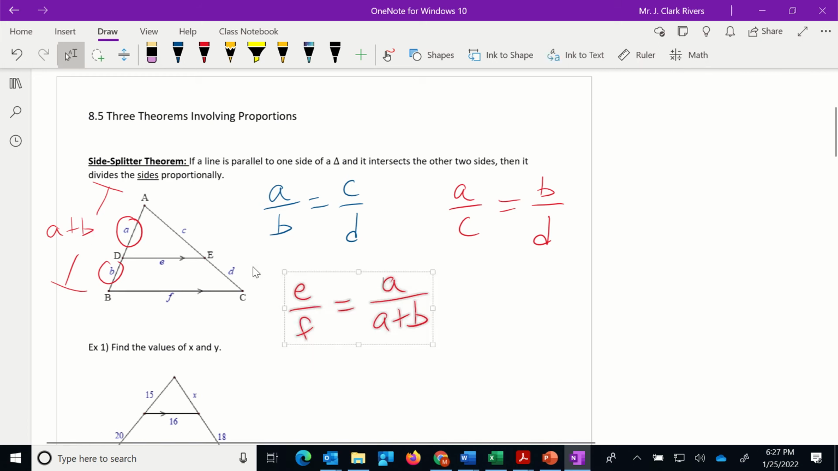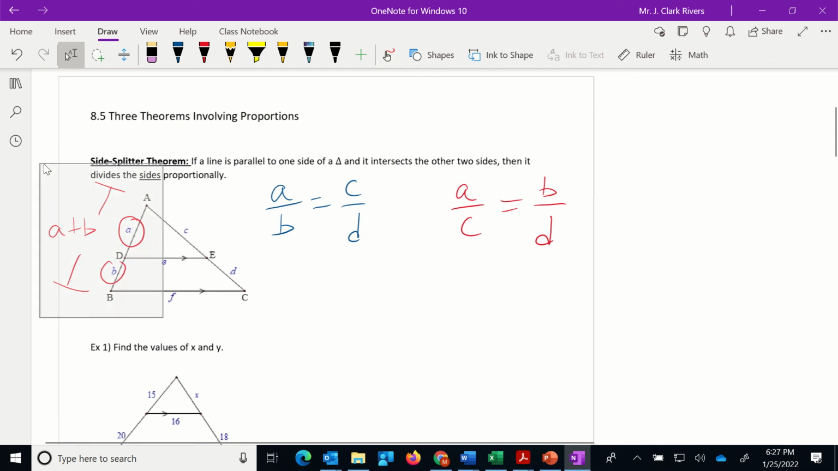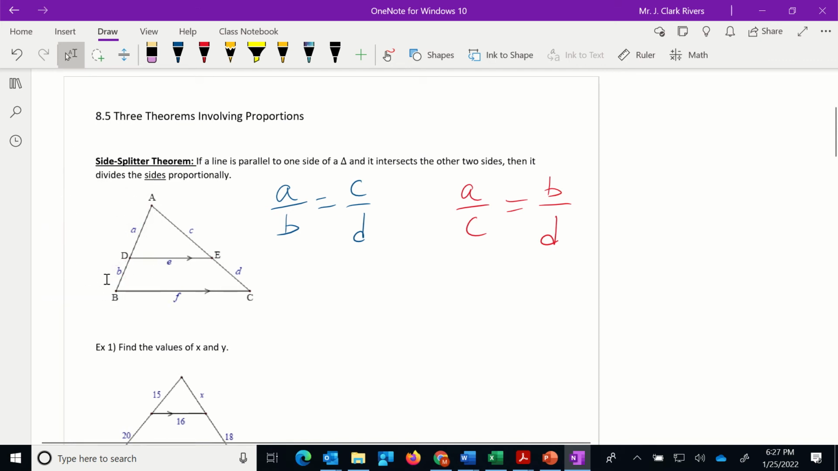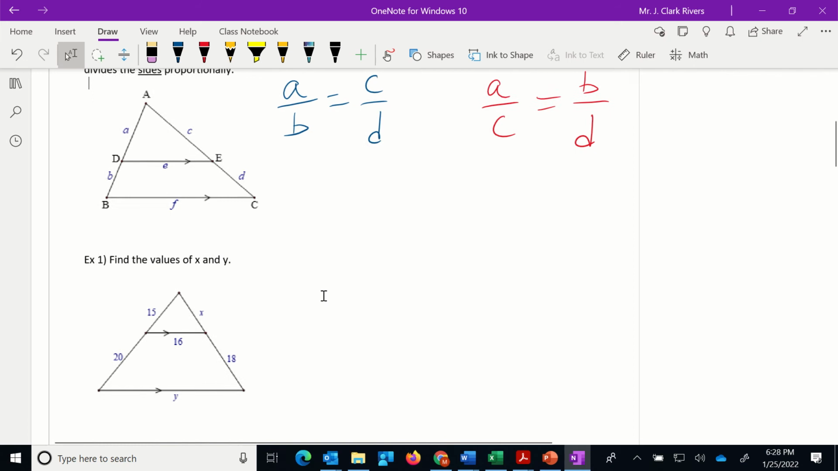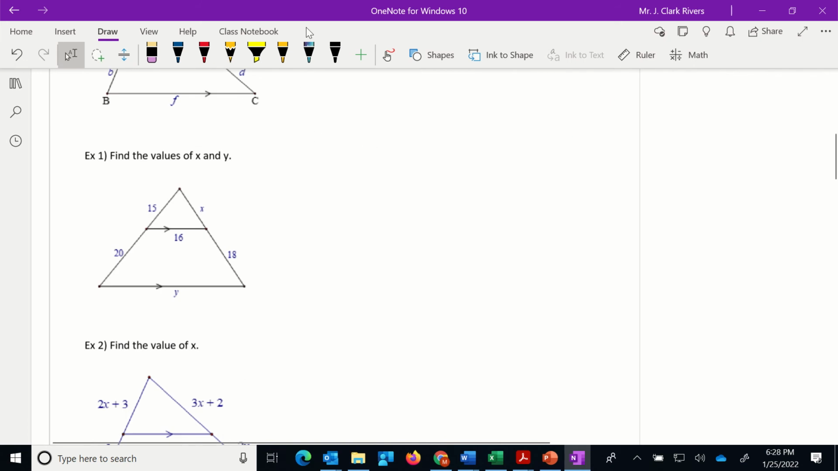The new part of this is the side splitter theorem, which is top over bottom, A over B, is equal to top over bottom, C over D. Or left over right, A over C, right there, is equal to left over right, B over D. Okay. So pause the video now and try example 1 on your own.